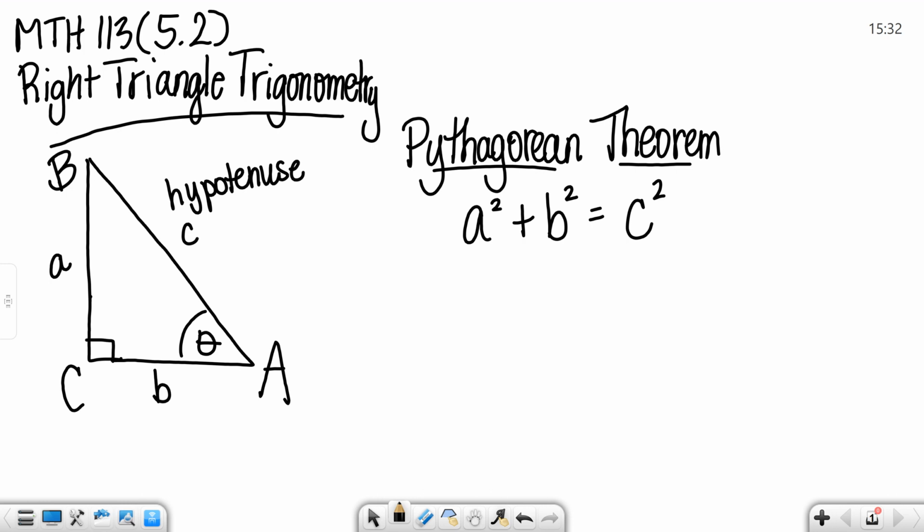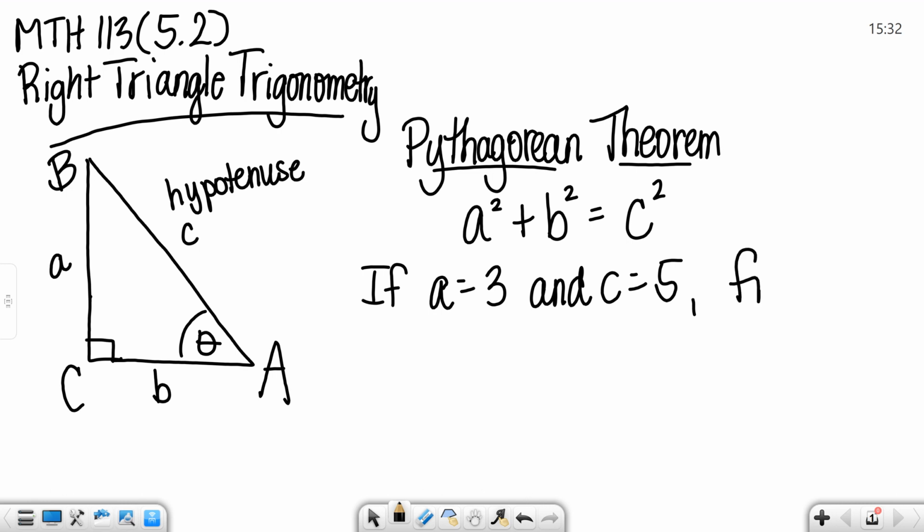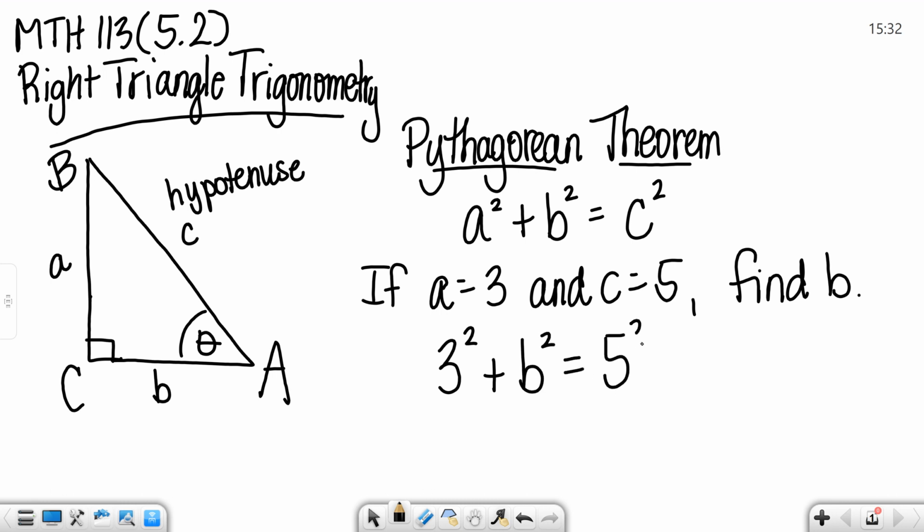So A and B are both the legs. So the Pythagorean theorem says A squared plus B squared equals C squared. So let's just practice a simple one of those. If I know that A is 3 and C is 5, then we can find B by using our Pythagorean theorem if I know for sure that this is a right triangle. So I would have 3 squared plus, we don't know B, so we're trying to find that one, and then 5 squared. We'll substitute 3 for A and 5 for C. So I get 9 plus B squared is 25.